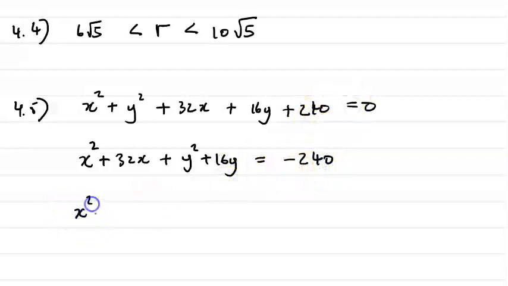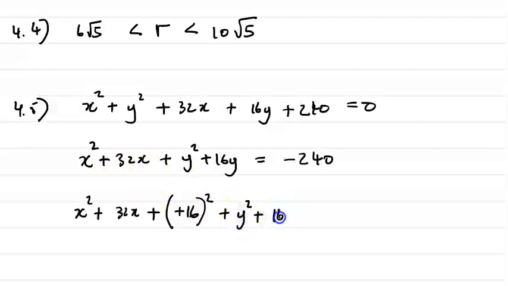So therefore we'll have x squared plus 32x. Now remember, we're going to add half the coefficient of x all squared. Half of 32 is 16, so plus 16 squared, plus y squared plus 16y, and once again you're going to add half the coefficient of y all squared. So it will be plus 8 all squared, equals minus 240.